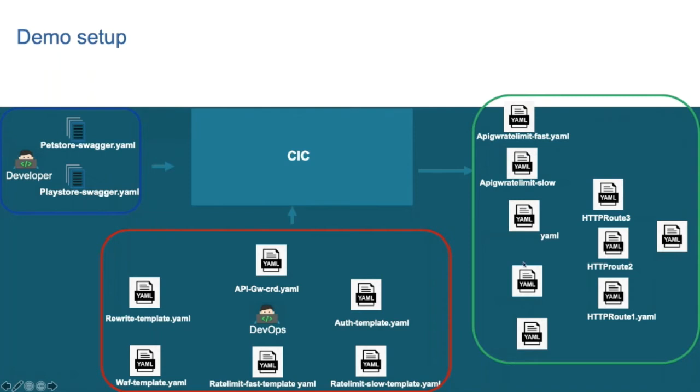And then you have a bunch of policies. Some of the APIs need fast rate limiting, and some need slower rate limiting. So accordingly, you map the APIs into 2 different templates, and you provide the API gateway rate limit fast and API gateway rate limit slow. And then you have a WAF template, so some of the APIs will get mapped to that. And then we have an auth template.